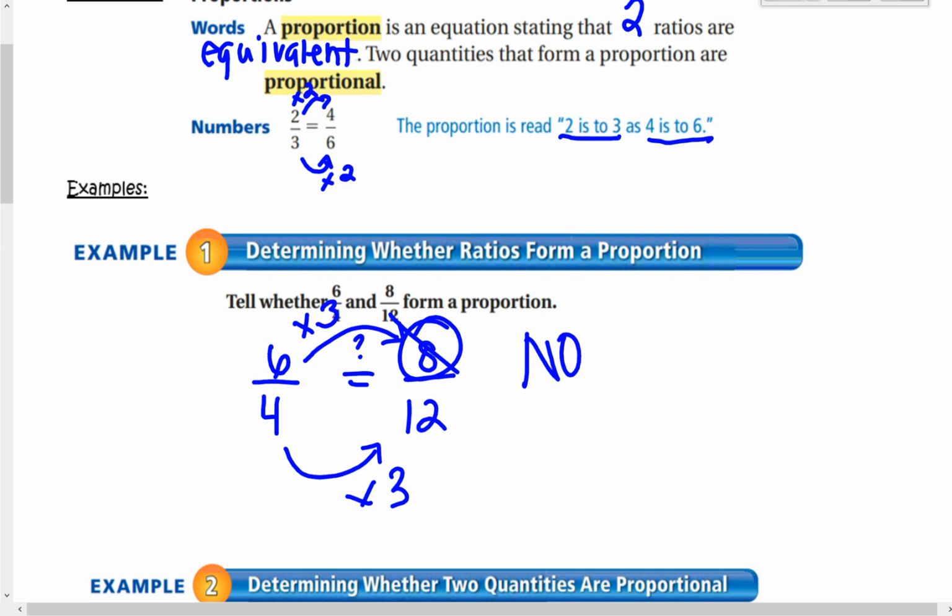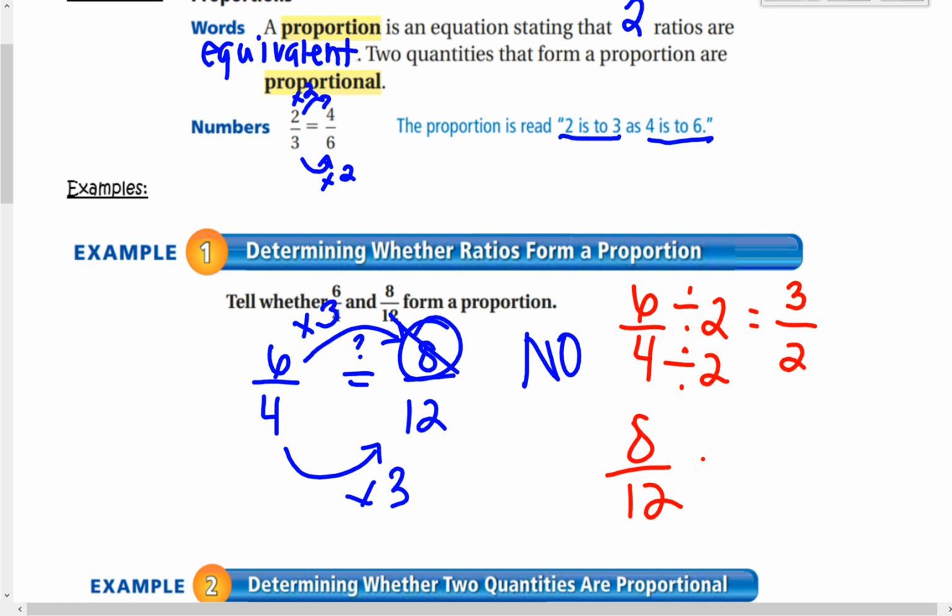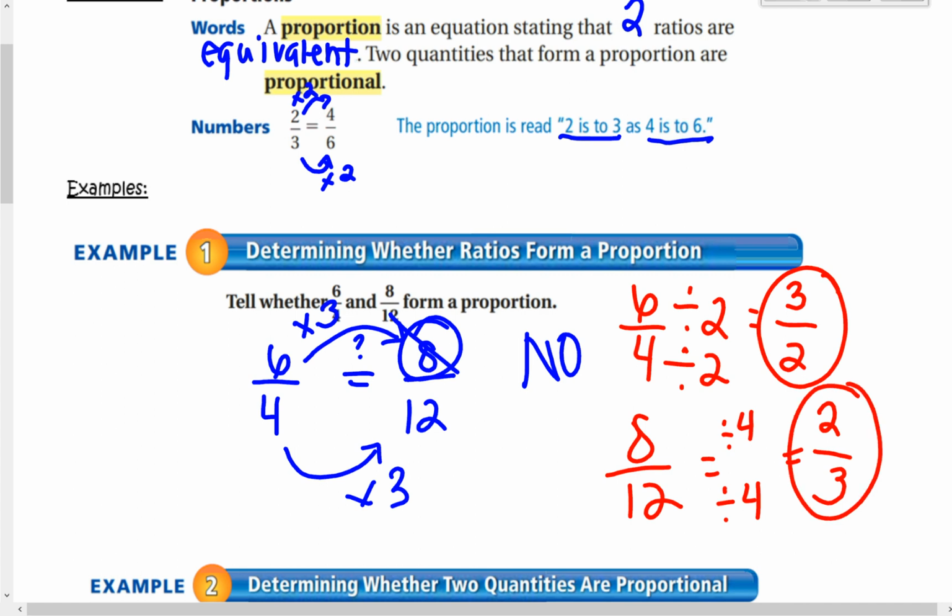Another way that you could solve this problem is to reduce each of these fractions. Both of these can be divisible by 2, so we have 3 over 2. Both of these can be divisible by 4, so we have 2/3. Notice that these are not the same fraction, so they are not proportional. So that's another way we could have figured that out.